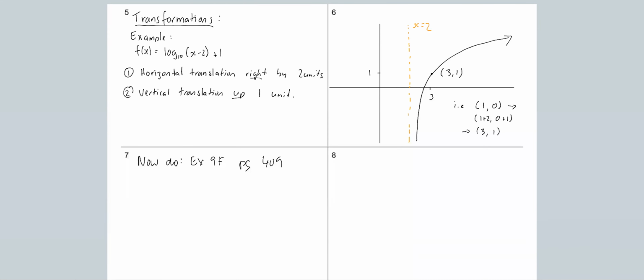Next, I won't get you to start now because it would be a bit pointless. Next lesson, on Thursday, I'll get you to start by looking at exercise 9F, page 409, and we'll do some work on that, and then we'll start looking at a few more rules to do with logarithms. I won't let you go until 9:30, but you can pack up ready to go when I tell you to.